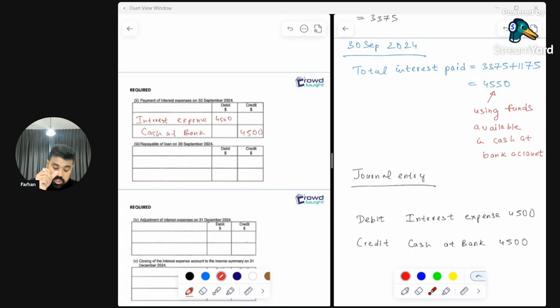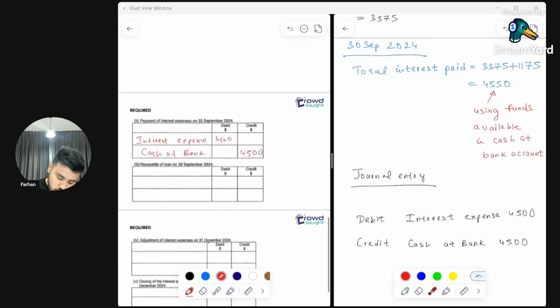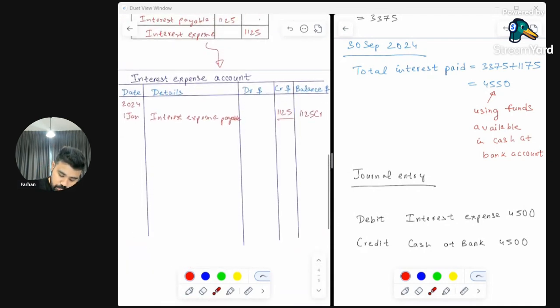All right. Now, just for curiosity purposes, I want to input this entry within the ledger account that we have done earlier. So what we understand based on this entry is that interest expense account is being debited at 30 September 2024. All right. So let's scroll back up. So at 30 September, we know the interest expense account is being debited. So we will record the 4,500 on the debit column, and that's being debited because of the funds we have used from our cash and bank account, right?